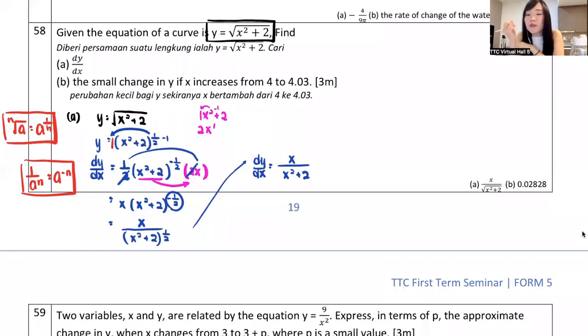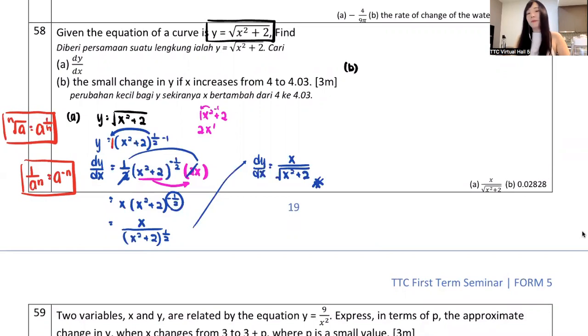But the power 1/2 is actually a square root. So I will always change the power 1/2 back to square root, because after all, that is actually a square root. So, just like that. That is how to differentiate part A.